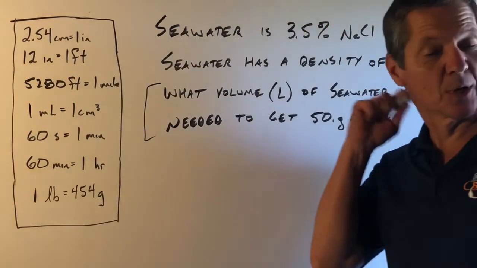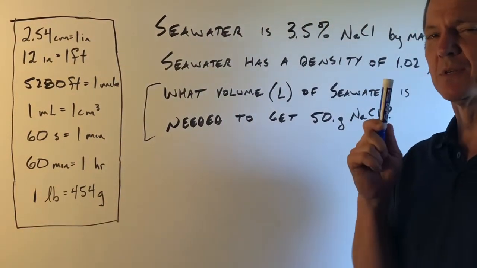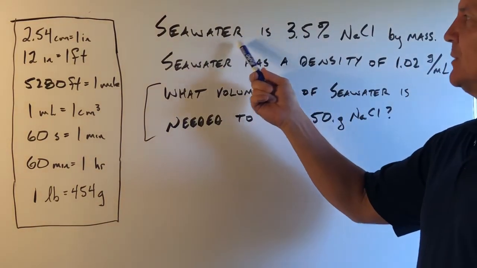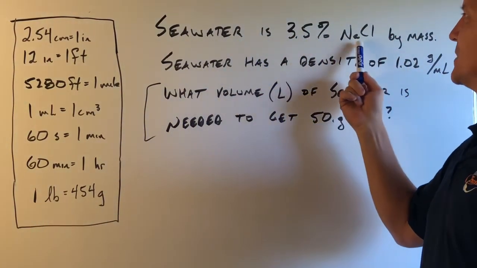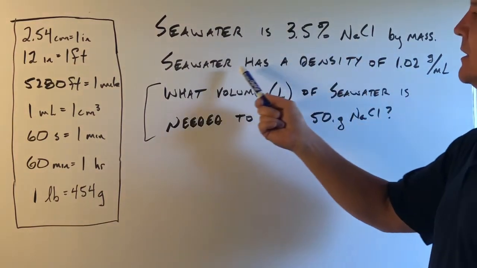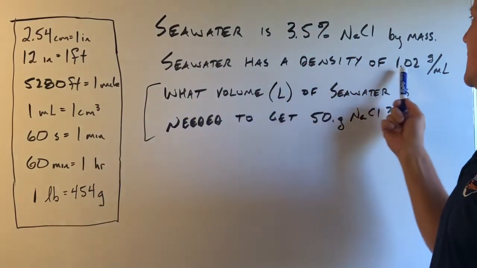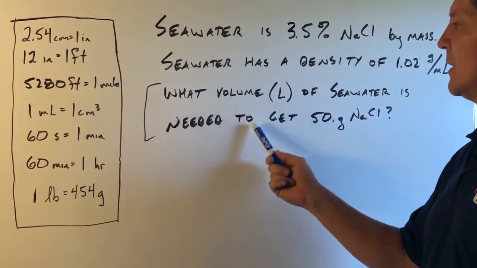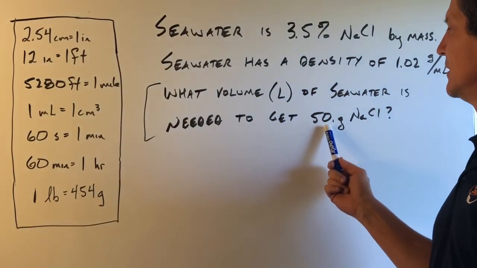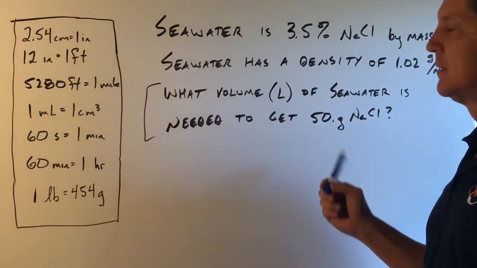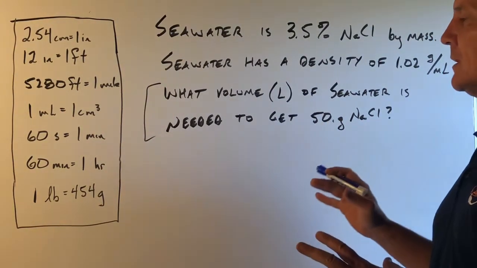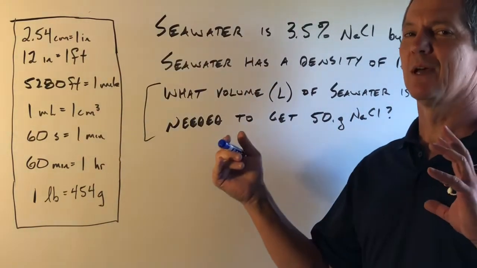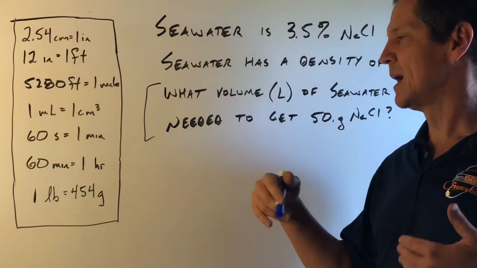All right, one last problem. This one I want to focus on percentages. So if we have a sample of seawater, it's 3.5% salt by mass, and the seawater has a density of 1.02 grams per mil. And our question is, how many liters of seawater is needed to obtain 50 grams of sodium chloride? Okay, so again, we might want to look at this problem and ask ourselves, what are we given and what are we trying to find, do the roadmap, etc.